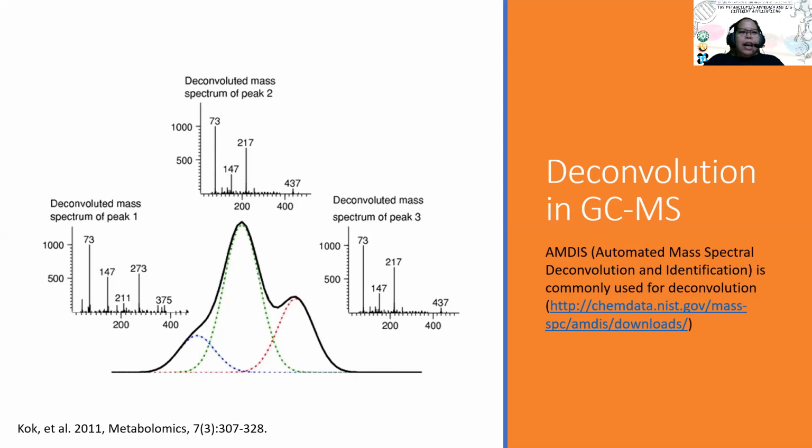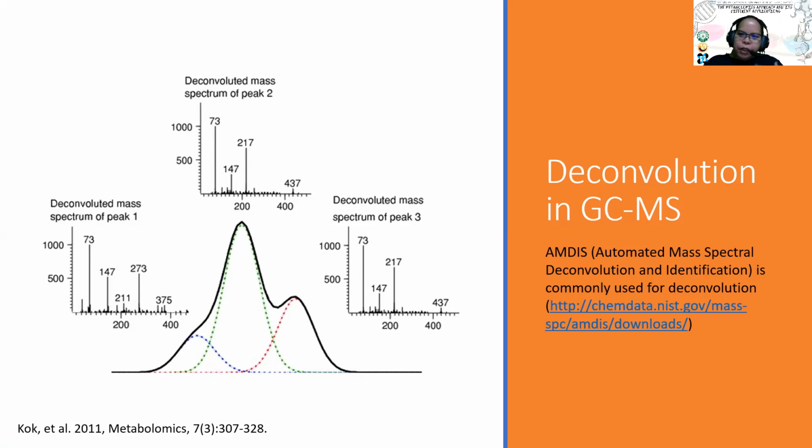And so, in cases wherein you have overlap peaks like this, you need to be able to determine ano ba yung spectrum for peak 1, ano ba yung spectrum for peak 2, ano ba yung spectrum for peak 3. And that is what is done in the convolution for GCMS.